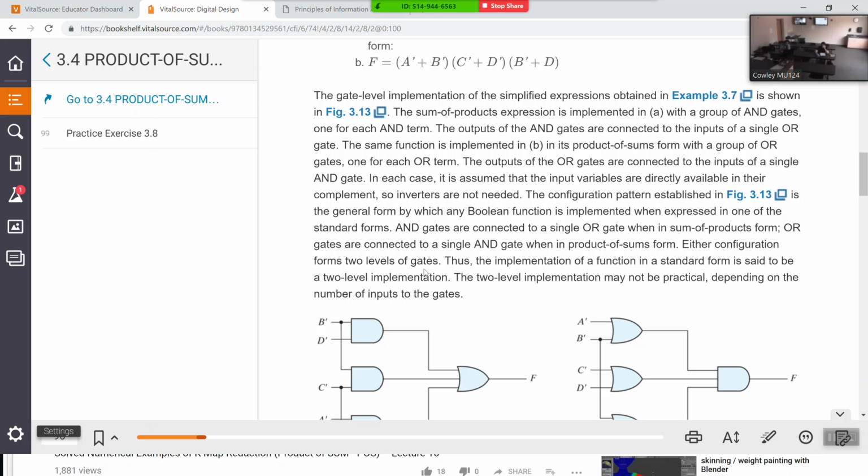Either configuration forms two levels of gates. Thus, the implementation of a function in standard form is said to be a two-level implementation. Two-level implementation may not be practical, depending on the number of inputs to the gates.